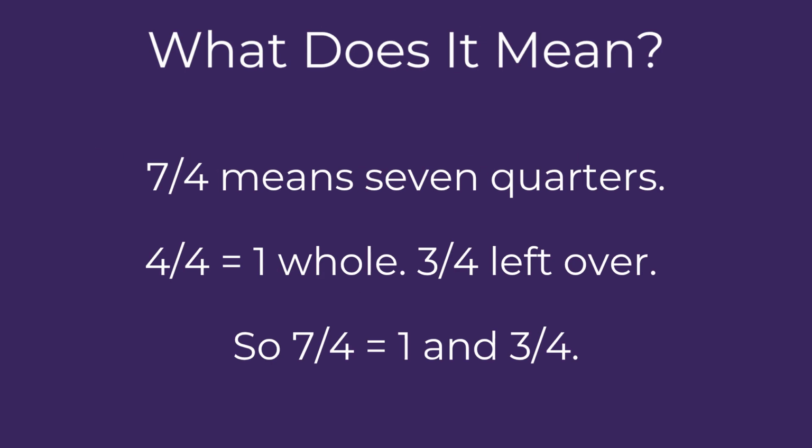Take 7/4 as an example. It takes 4/4 to make one whole. 7/4 gives you 4/4, that is one whole, plus 3/4 left over. So 7/4 is the same as 1 3/4. That combined form, a whole number and a fraction together, is called a mixed number.